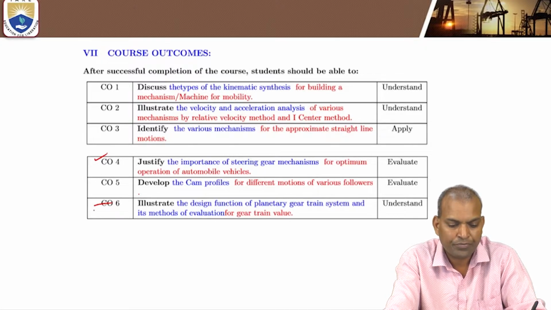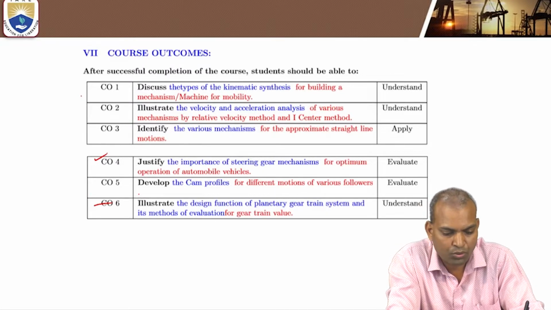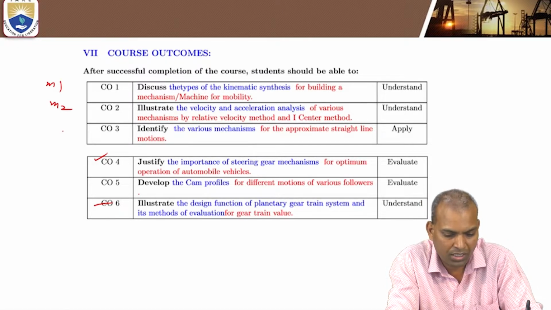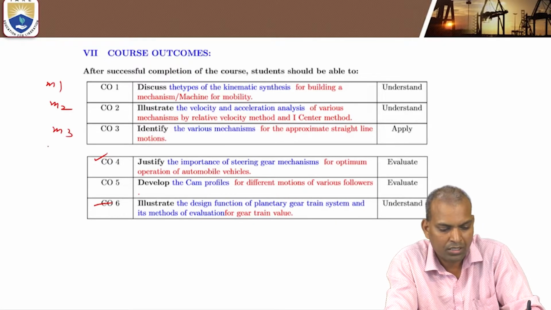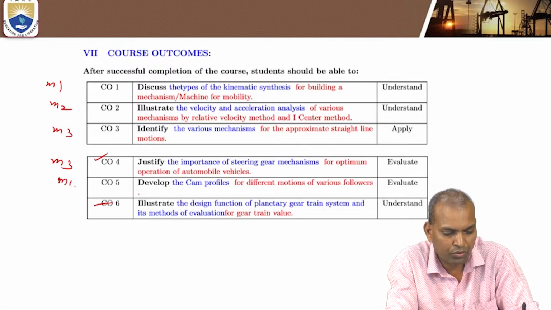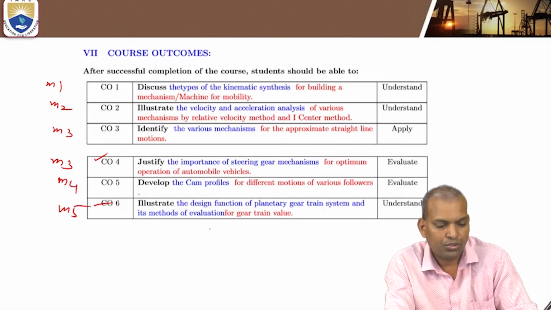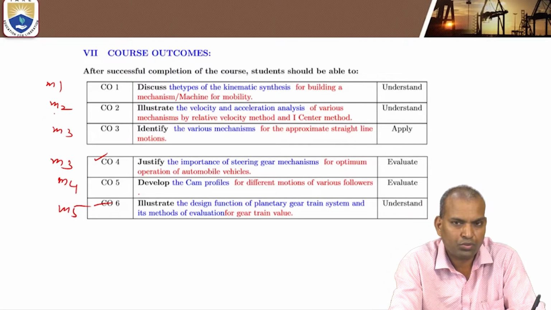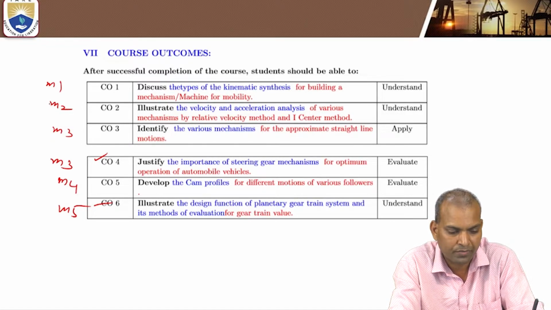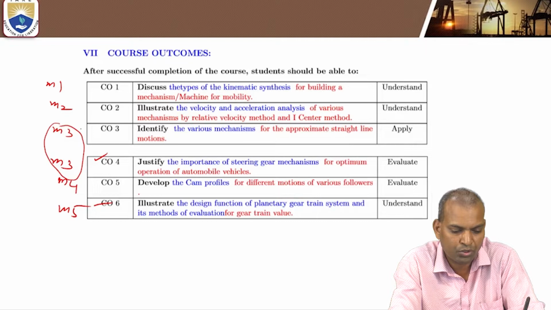Now the important point is that CO1 relates to module 1, CO2 to module 2, CO3 to module 3, CO4 to module 3, CO5 to module 4, CO6 to module 5. So all these 6 course outcomes come under the category of 5 modules. For module 3 there are 2 course outcomes, CO3 and CO4.